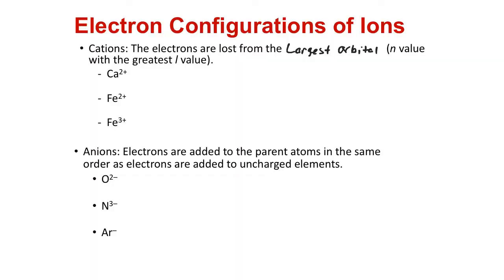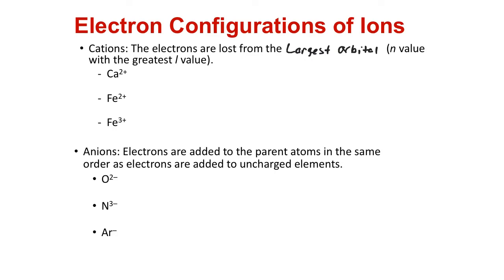So let's look at the electron configurations we expect to find for ions. For cations, the electrons are actually lost from the largest orbitals first. Those are going to be the orbitals that have the greatest n value that happen to also have the largest possible l value. So let's look at a couple of examples.